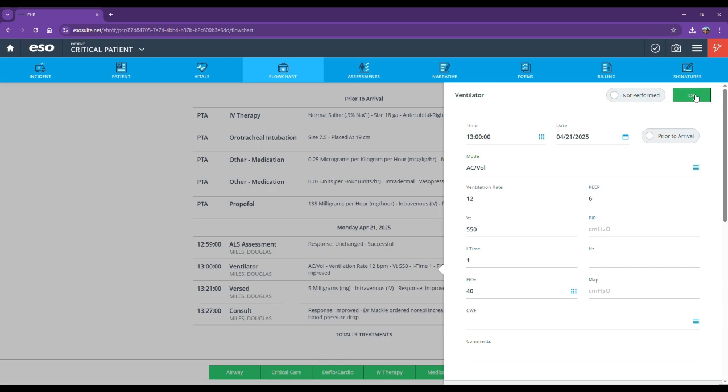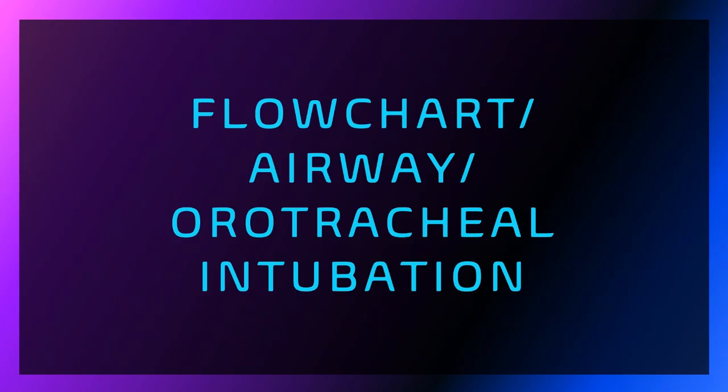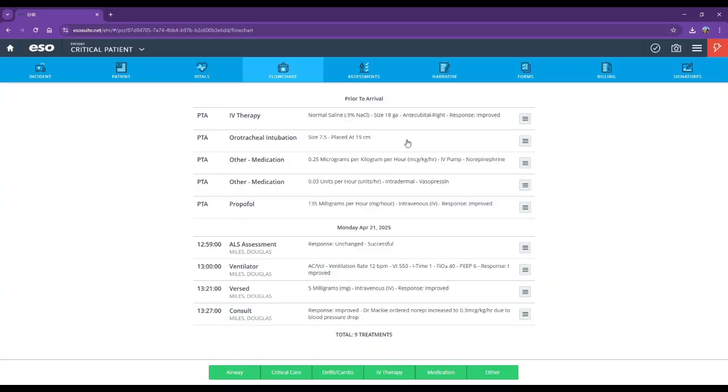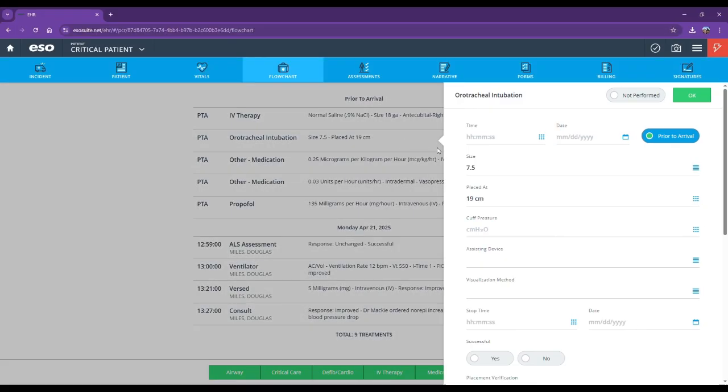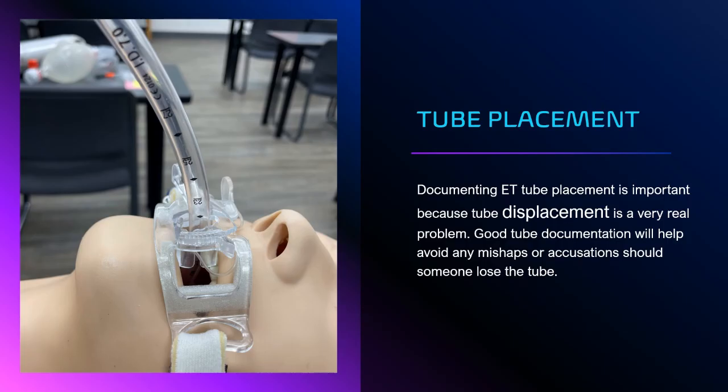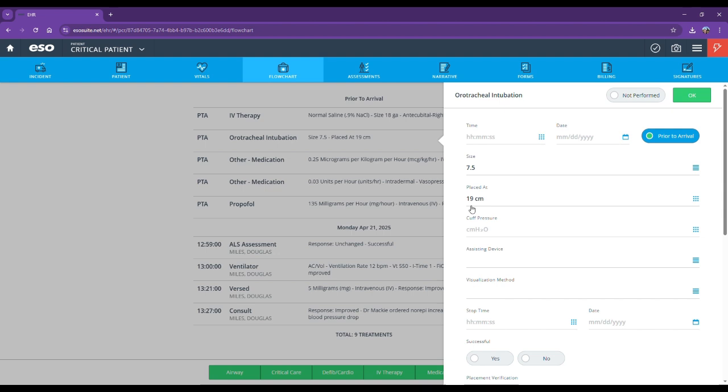Next, we want to cover our ET tube. Okay, ET tubes should be documented, and the placement should be measured at the lip line and documented, and that also should be in your narrative. When you hand the patient over, you're going to document the ET tube was still at the same spot that you documented it at when you picked the patient up.